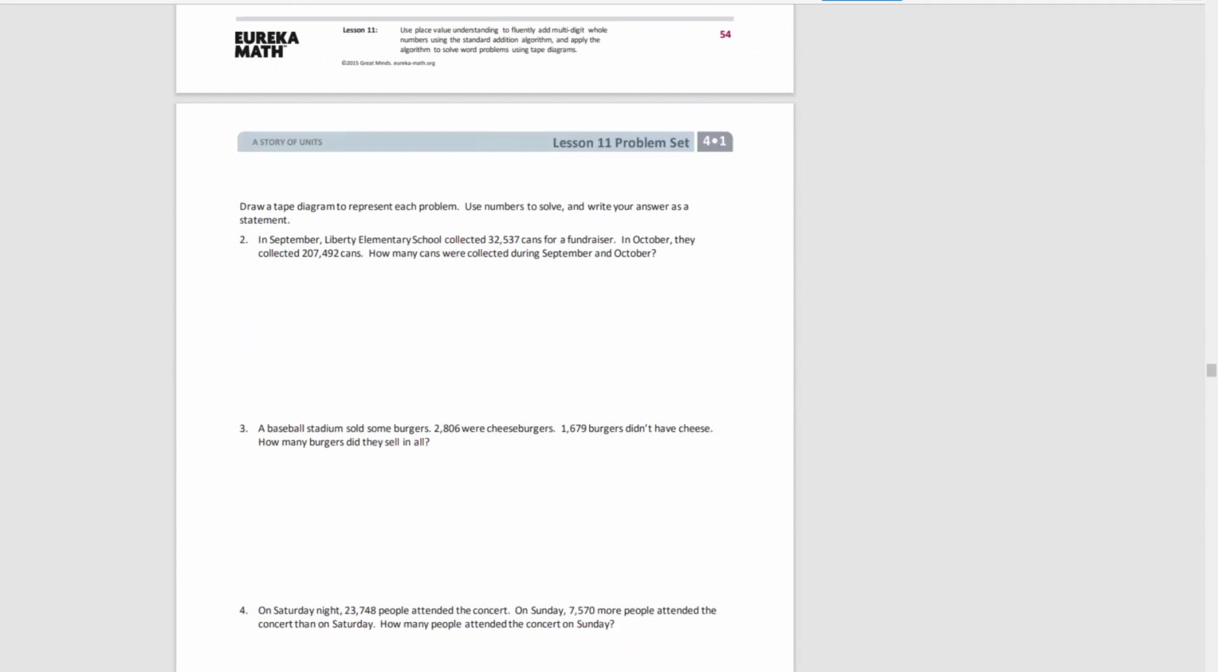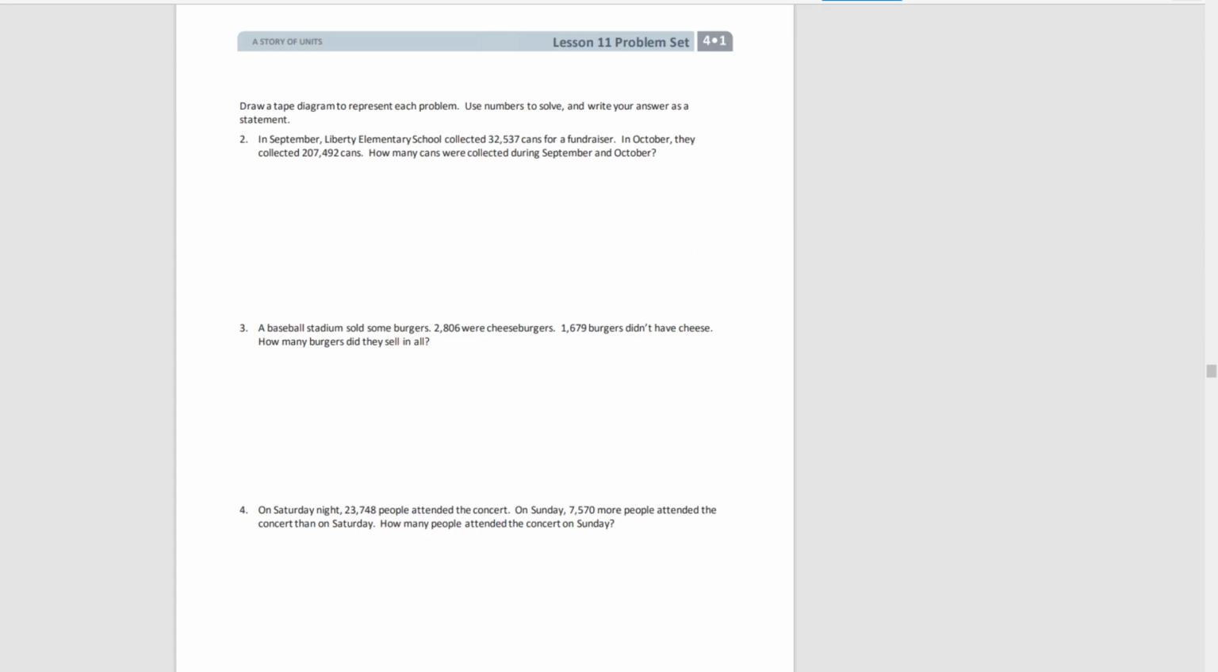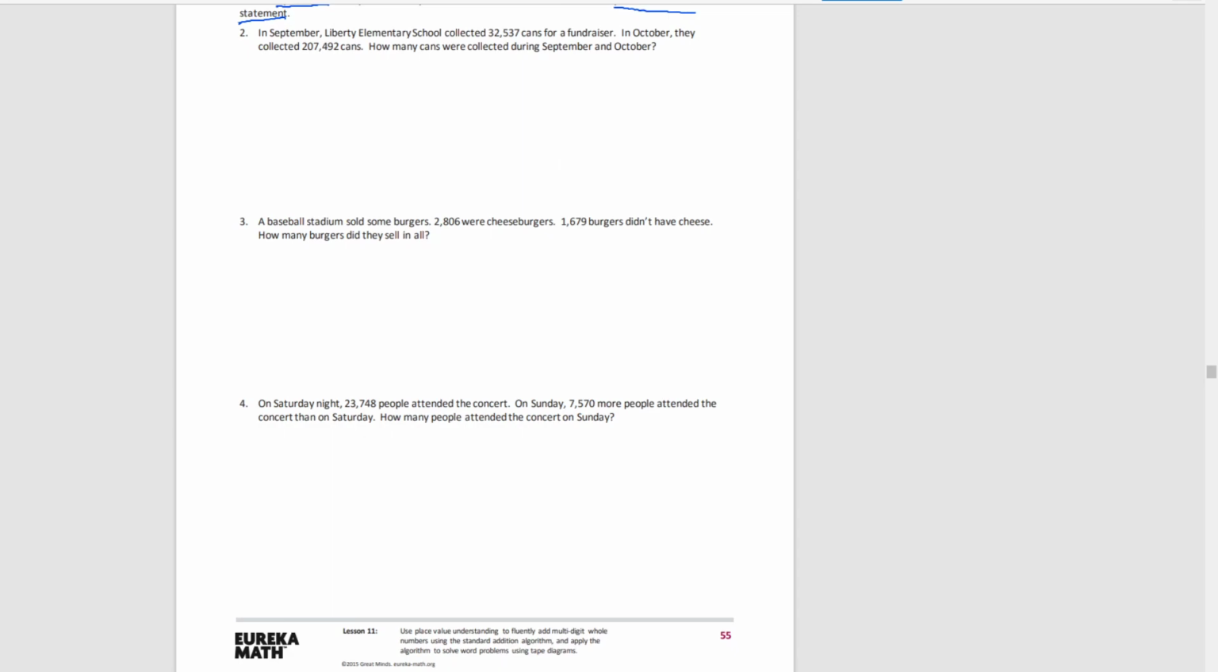Okay, now we're going to go on and use these to solve some word problems. So it says to draw a tape diagram, and then you use numbers to solve and write your answer as a statement. Okay, so for number 2, pause the video and solve that problem using a tape diagram and answering your final question in a complete sentence.